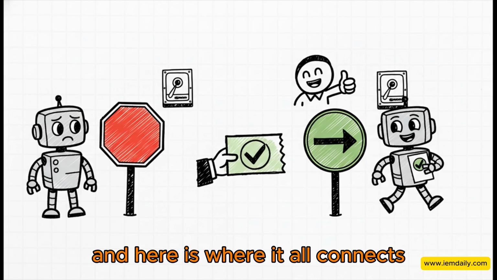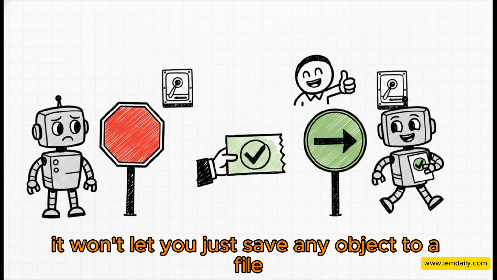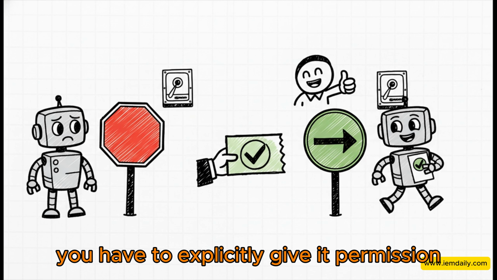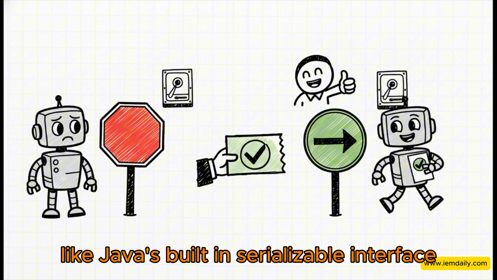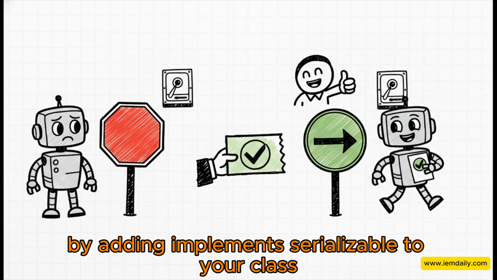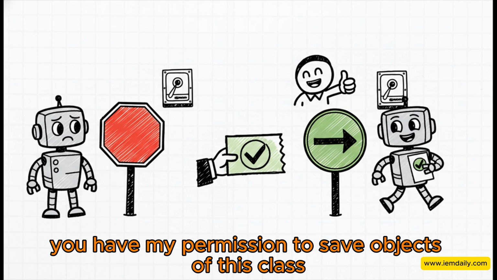And here is where it all connects. See, by default, Java is a bit protective. It won't let you just save any object to a file. You have to explicitly give it permission. And a marker interface, like Java's built-in Serializable interface, is that permission slip. By adding implements Serializable to your class, you're marking it and telling the JVM, hey, it's cool. You have my permission to save objects of this class.